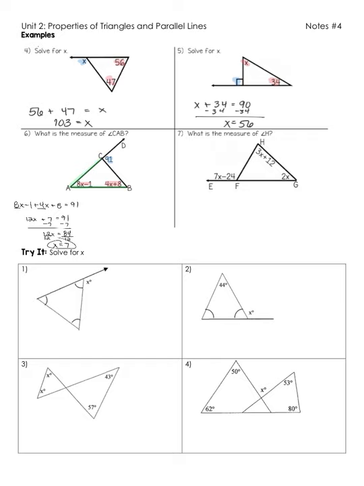Now that I know that, I can find the measure of angle CAB. Angle CAB is labeled as 8x minus 1. I can substitute the 7 in where x is. 8 times 7 is 56. So that angle measures 55 degrees.